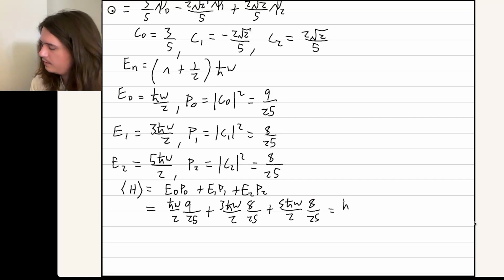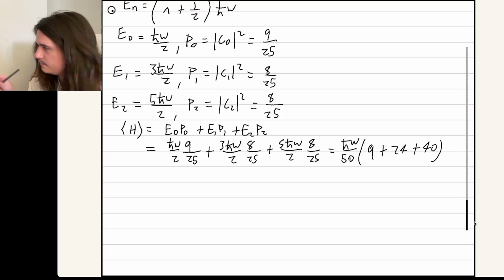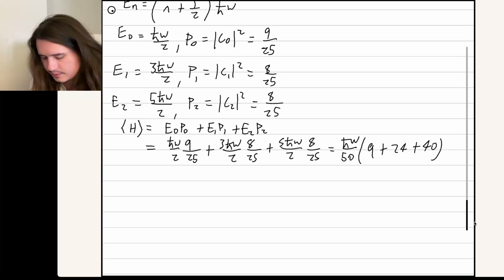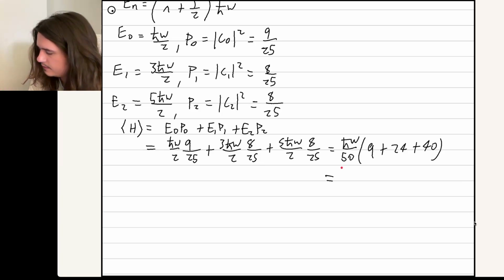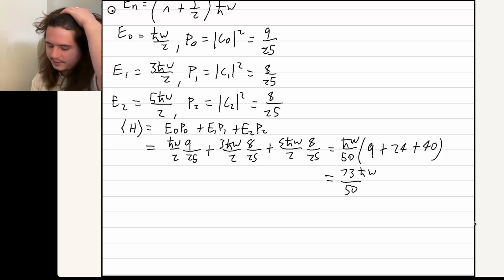So we got h bar omega over 50, and then we have 9, plus 3 times 8 is 24, 5 times 8 is 40. And I think that is 73. Yeah. So you add those numbers up, you get 73 h bar omega over 50. Not the nicest number in the world, but it's right. So throw grossness to the wind, I guess.